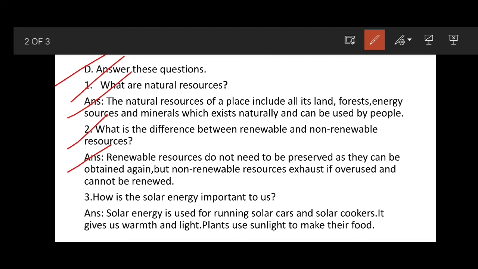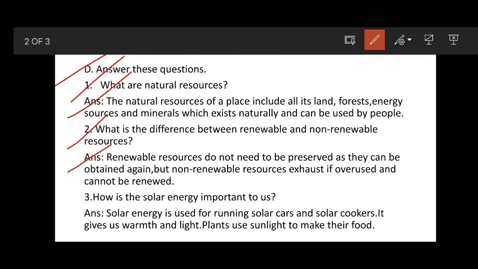But non-renewable resources exhaust, okay, if overused. If we overuse the non-renewable resources, which are the non-renewable resources? The fossil fuels, coal and petroleum. If we overuse it, if we do not preserve it, what will happen? One day it will be exhausted. Means it will be finished up, and we have to wait thousands or millions of years to get it back.